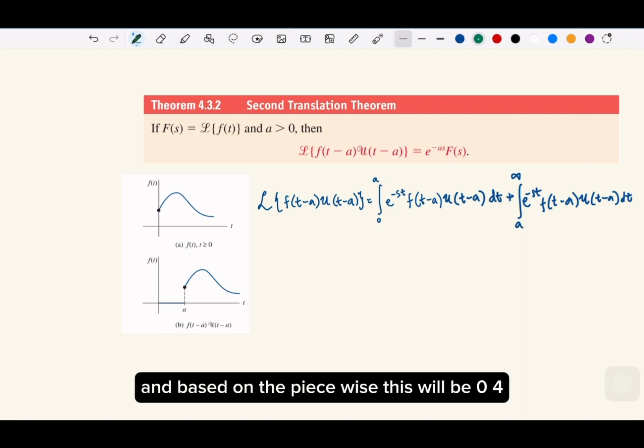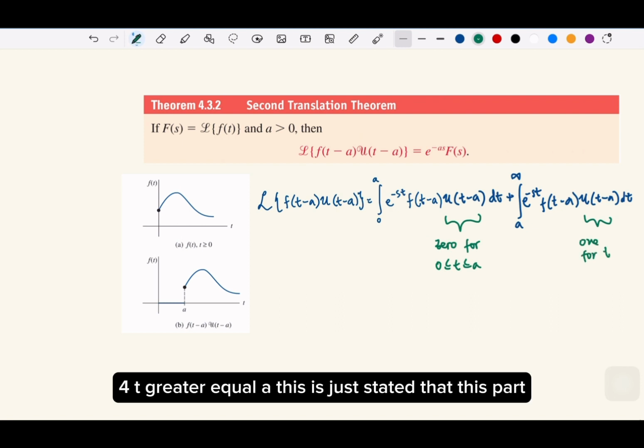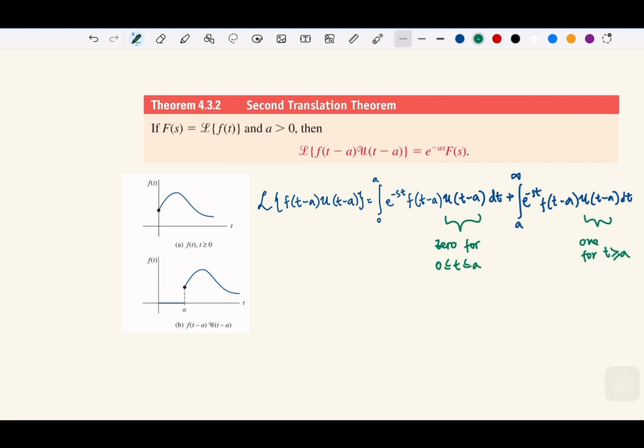And based on the piecewise definition, this will be 0 for t from 0 to a, and this will be 1 for t greater than or equal to a. This just states that this part will be this. Okay, this one will be our... So this is equal.